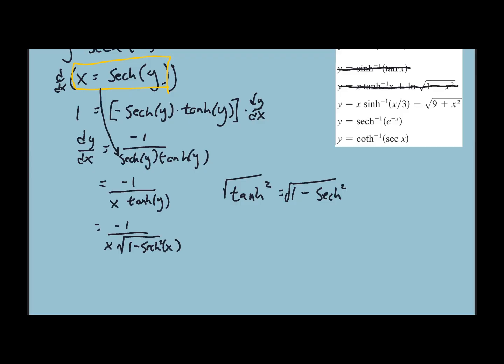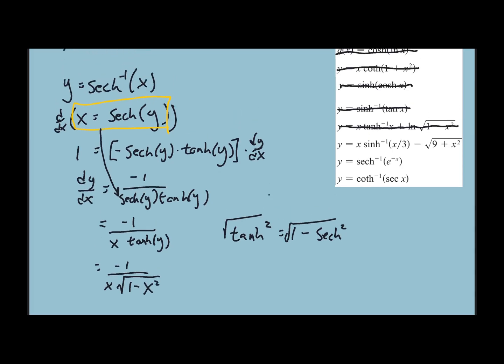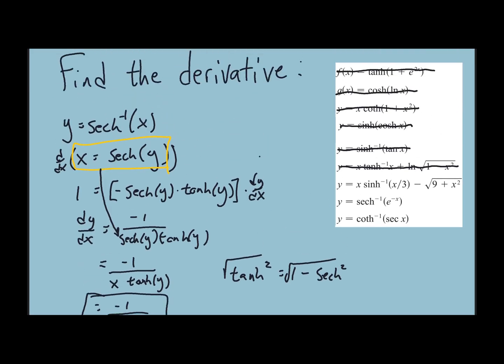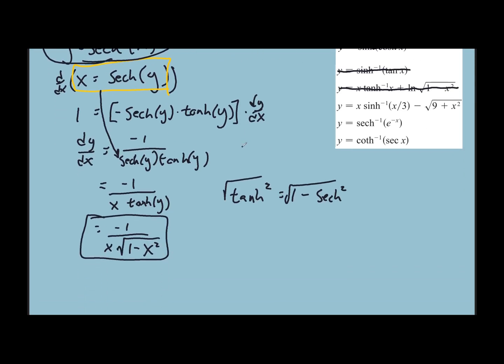Is that right? Not 100% sure that's right. It's not right. It's x squared here, because x is hyperbolic secant of y. That's what I'm feeling there. Did you catch that? So we know this is the derivative of hyperbolic arcsecant. Now we can write this problem out.